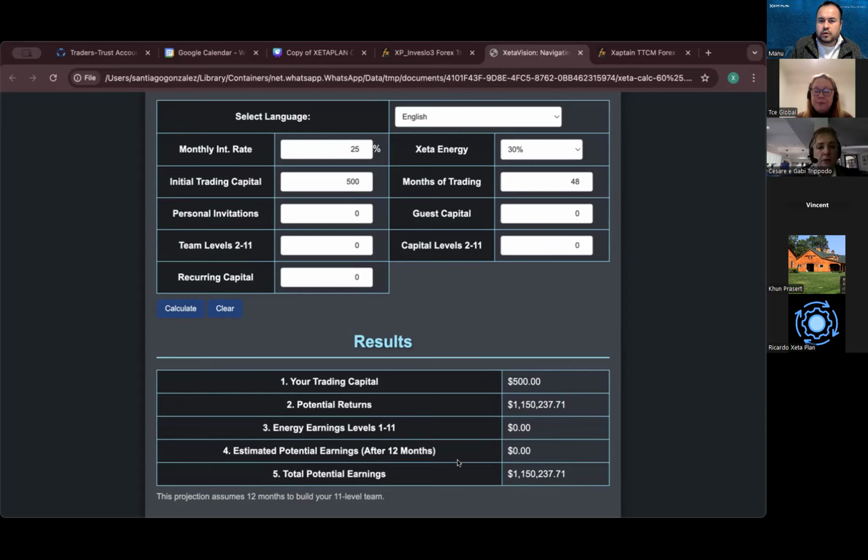This is the power that Xetaplan can do if you let it operate for long periods of time. What happens if it does a 10% return every month for the next 4 years? From $500 going to over $12,864. It's amazing what can happen with this system.